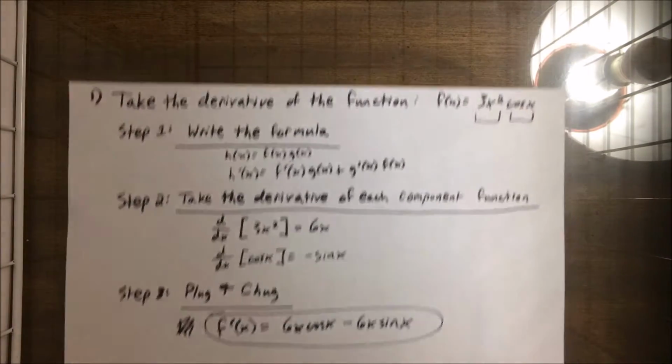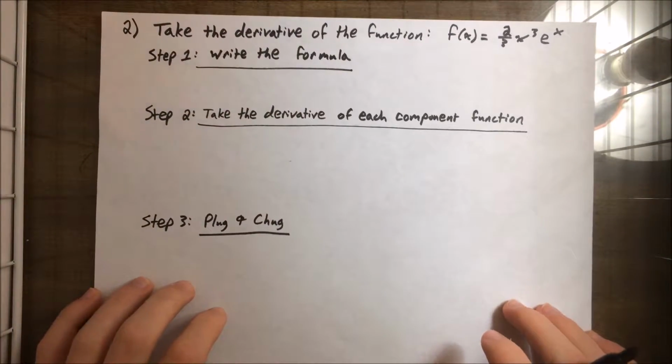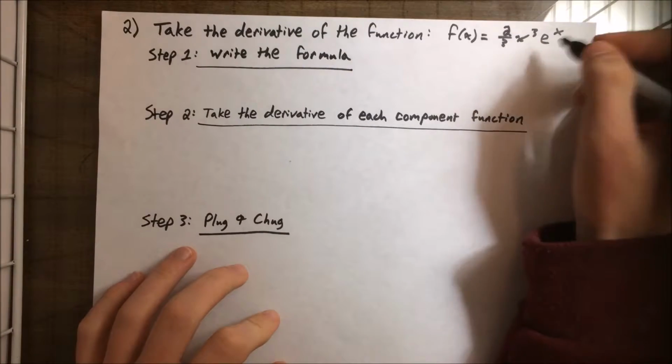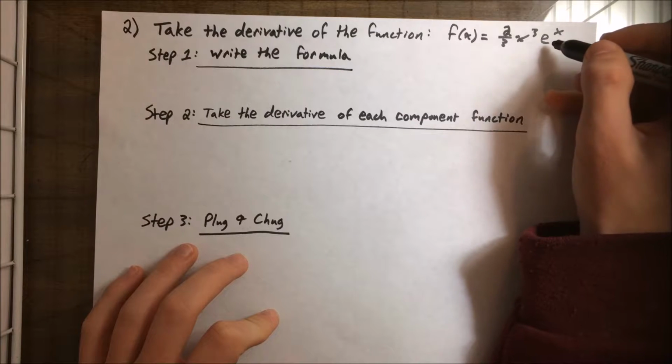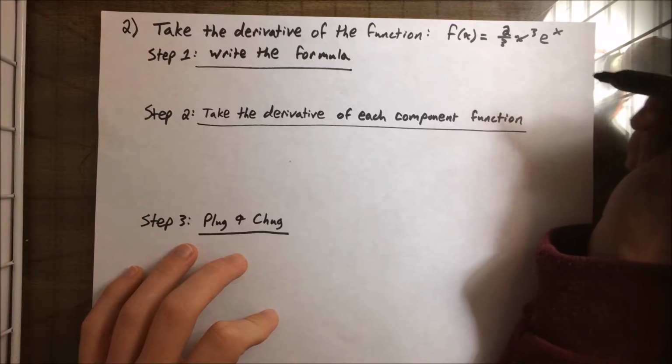Okay, let's look at another example. In this case, we're going to look at taking the derivative of the function f of x is equal to 2/3 x cubed times e to the x. So e to the x, when you take the derivative of that, it's actually e to the x. That's the derivative of e to the x.